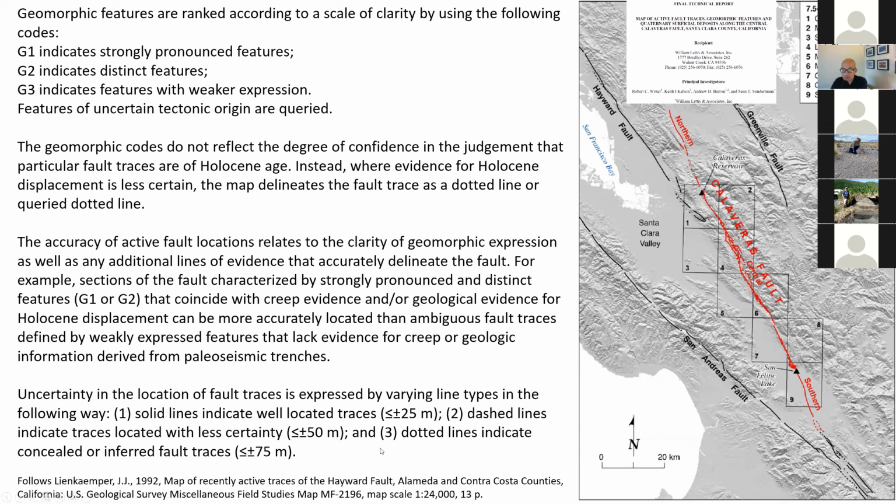Uncertainty in the location of the fault trace is expressed by varying line types. So it's two ways of grading things. One is the scale of clarity, but the other is the location. Solid lines indicate well-located traces, less than or equal to 25 meters. Dashed lines indicate traces located to within maybe 50 meters, and dotted lines indicate concealed or inferred traces less than or equal to 75 meters. What I like is there's a qualitative ranking for the geomorphic features, but there's also this quantitative indication from the line work on the confidence in the fault trace location, which is valuable for our work.